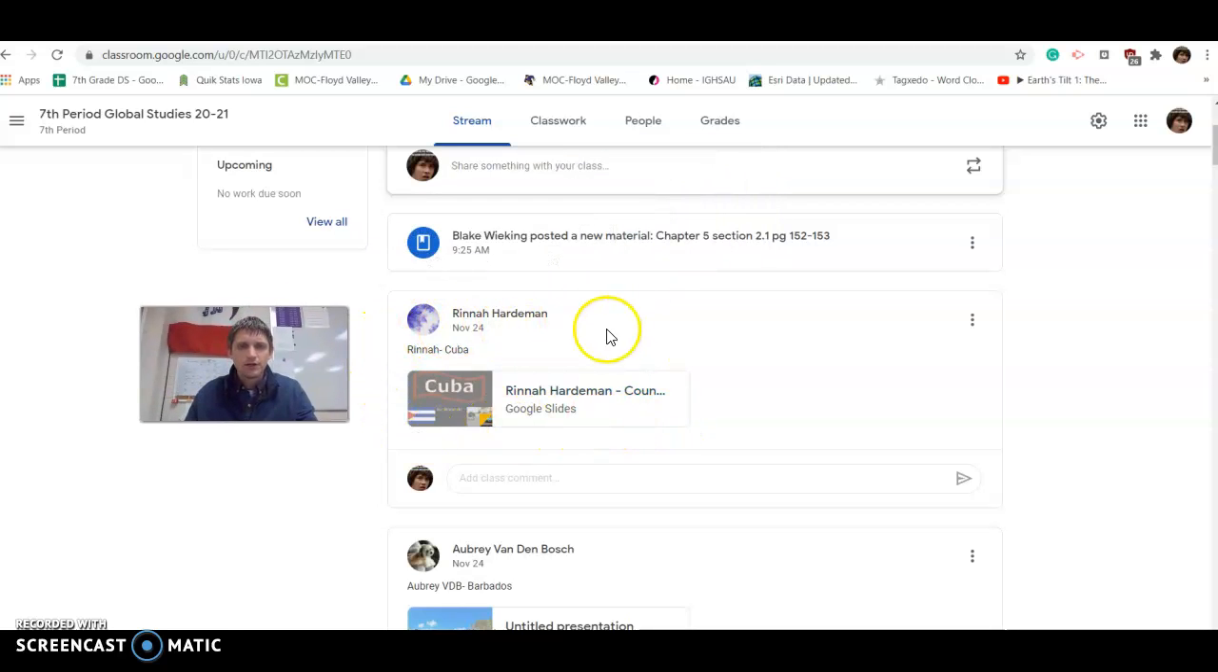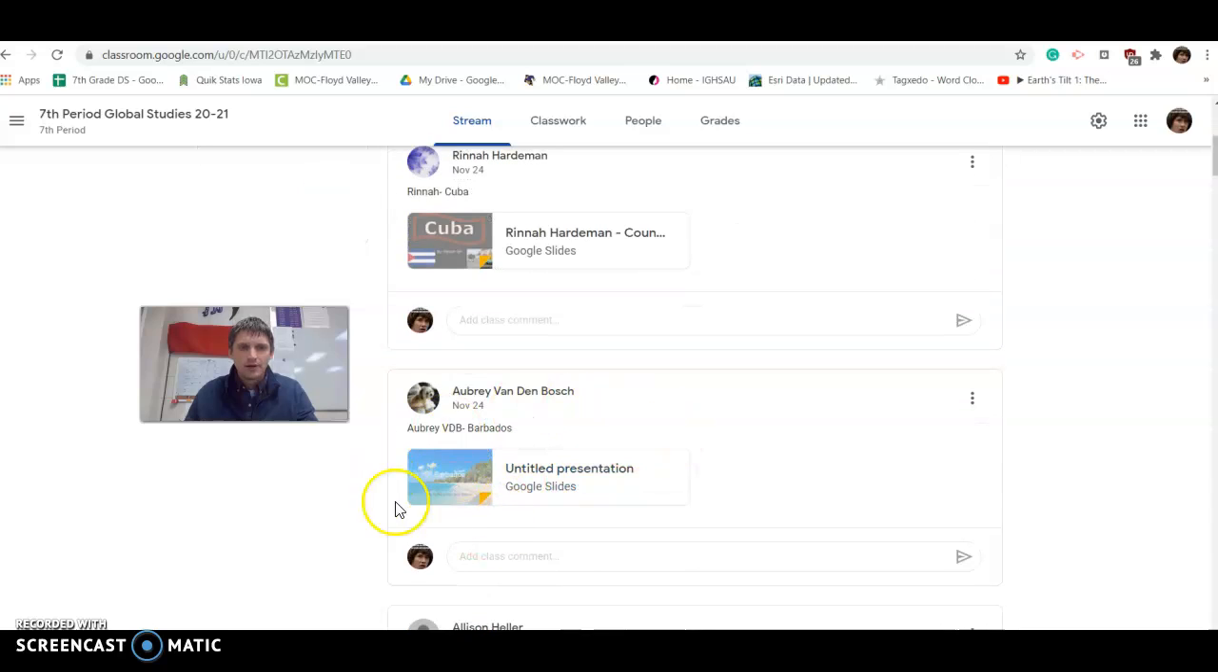compare your country to another country. And you'll answer just a few questions related to the physical geography and the people, as well as reasons why you would think there would be similarities and why you think there would be differences.